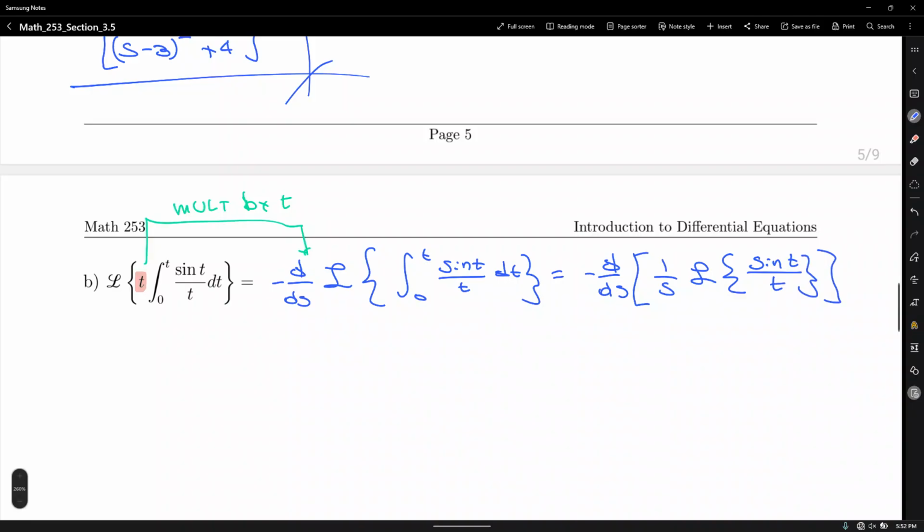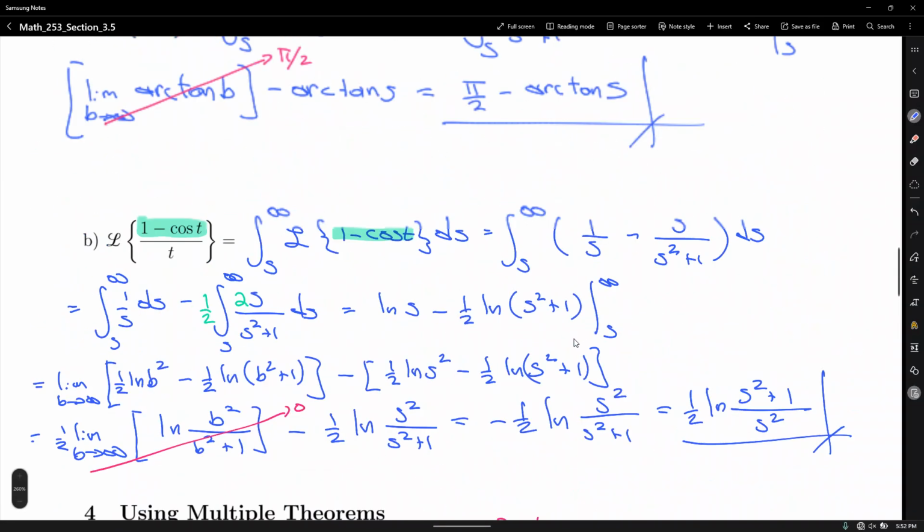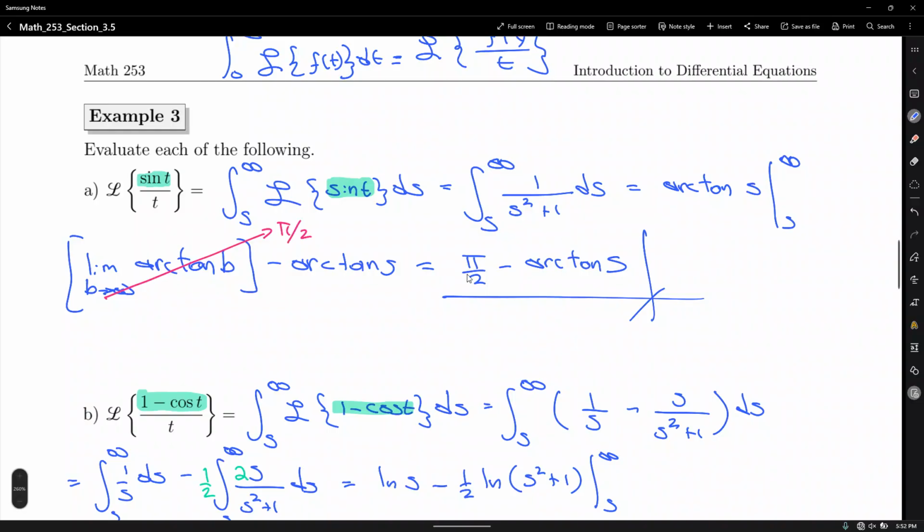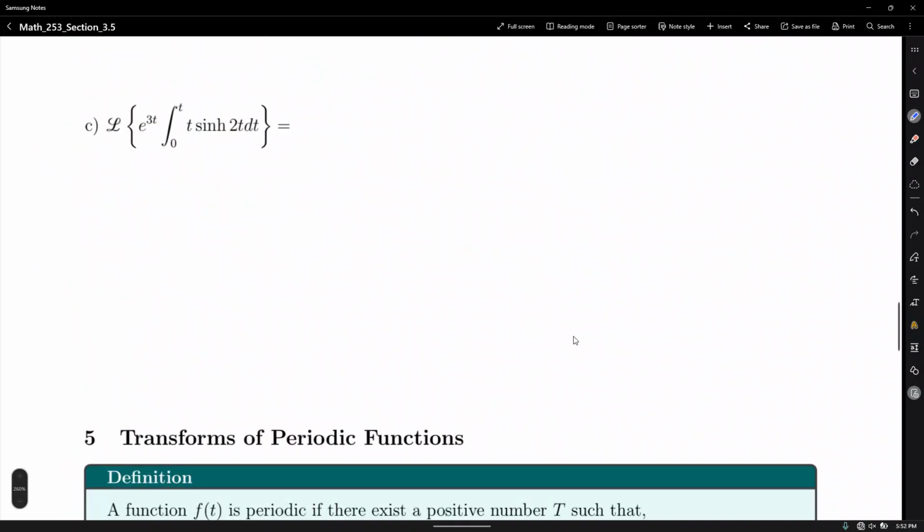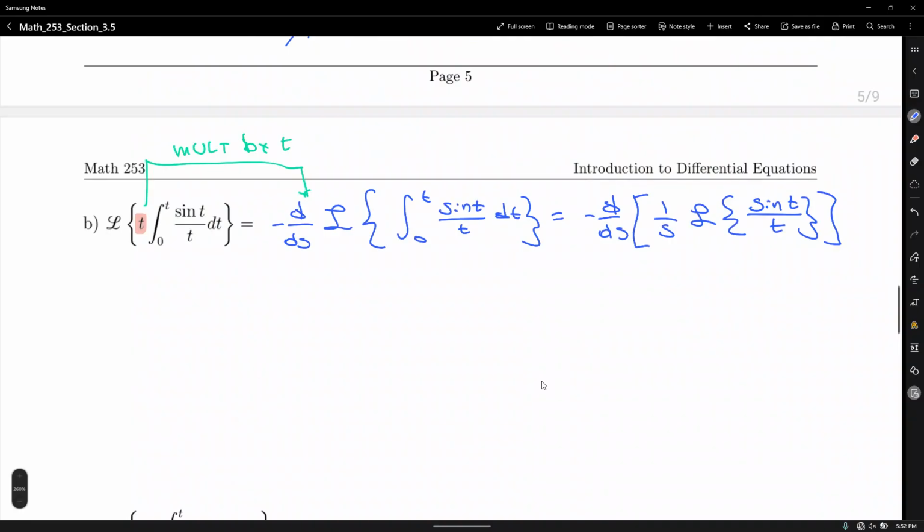But didn't we already do the Laplace transform of sine t over t? Let's just use that result. Wasn't that pi over 2 minus arctan of s? I don't want to compute everything. So this will be equal to negative d/ds of 1 over s times pi over 2 minus arctan of s.